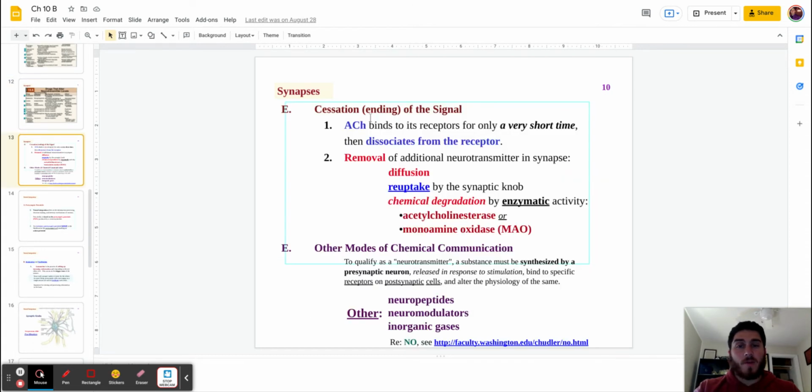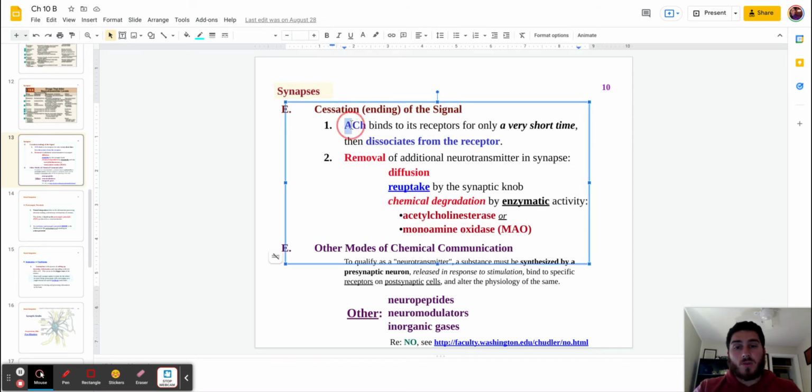For this slide, we're going to talk about cessation. Cessation is the ending of a signal. As we mentioned a few minutes ago, how do we activate a signal? Now we're going to talk about what happens when it's over, because every signal needs to end. If you want to flex to show off your muscles, then you're going to activate a signal in those muscles. When you're done flexing, you want to end that signal, stop those contractions. So this is what happens when you are finished.